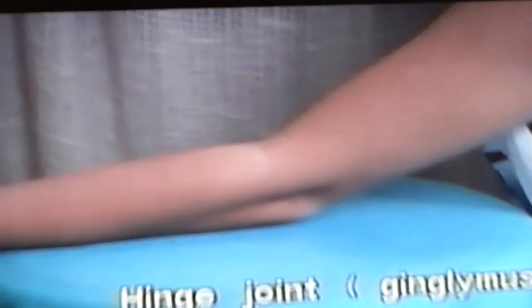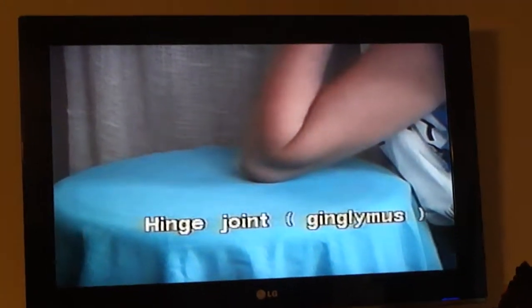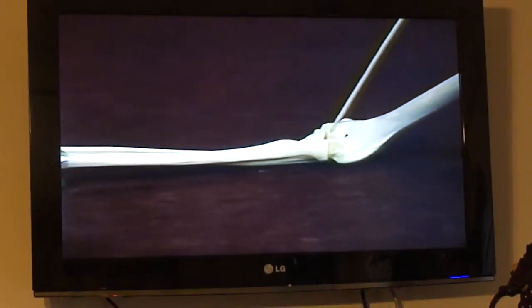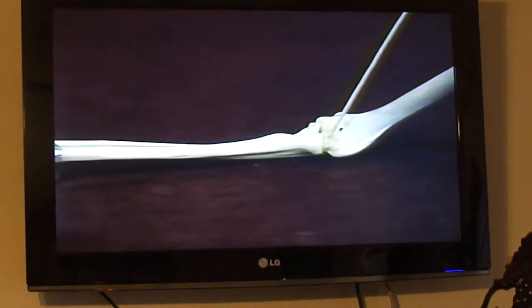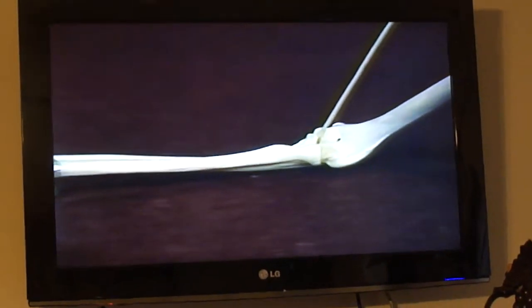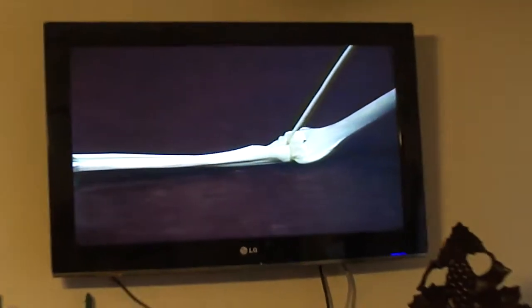Hinge joints permit movement around a transverse axis. In the elbow joint shown here, the ends of the articulating bones are adapted to each other so that the trochlea and capitulum of the humerus articulate with the trochlear notch of the ulna and the head of the radius, respectively. Strong collateral ligaments connecting the bones help to support the joint. This joint acts as a hinge during flexion and extension of the arm.